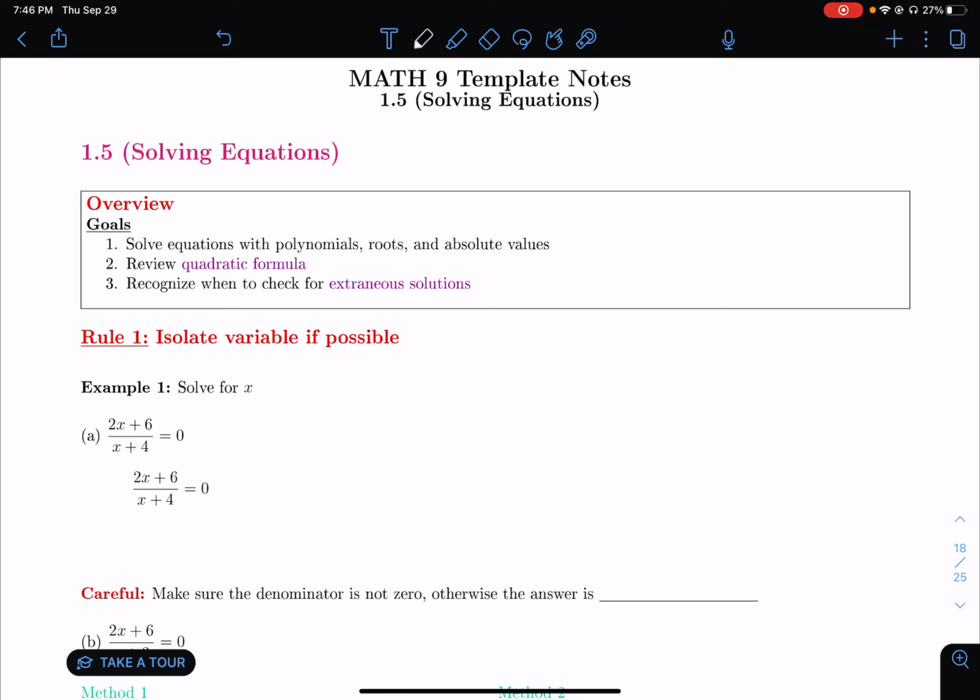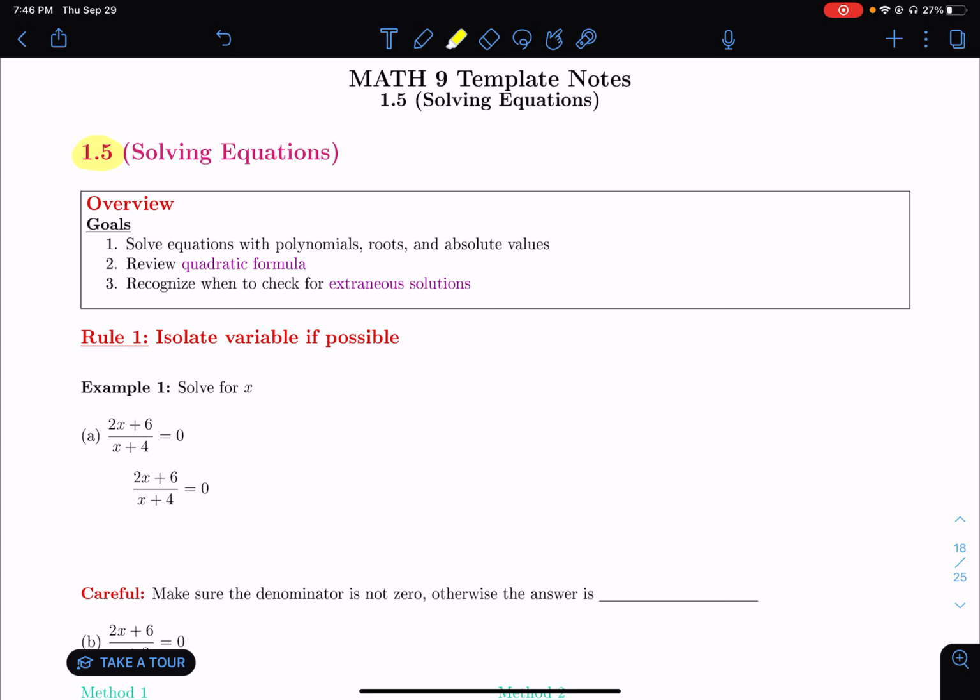In this video, I'm going to give an overview of section 1.5 on solving equations, and then we'll look at the first rule for solving equations. So our goals for this section are, we'll talk about how we can solve equations that involve polynomials, roots, absolute values. We'll review the quadratic formula, and then we'll talk about when we need to check for extraneous solutions.